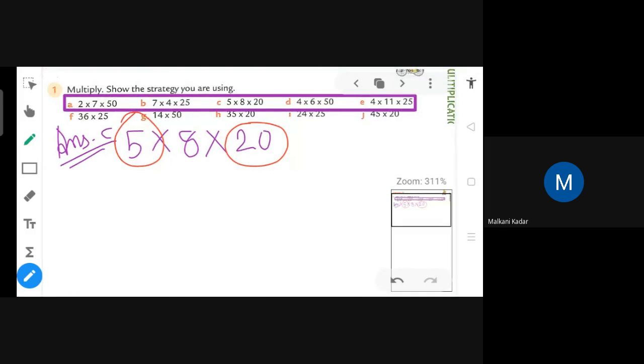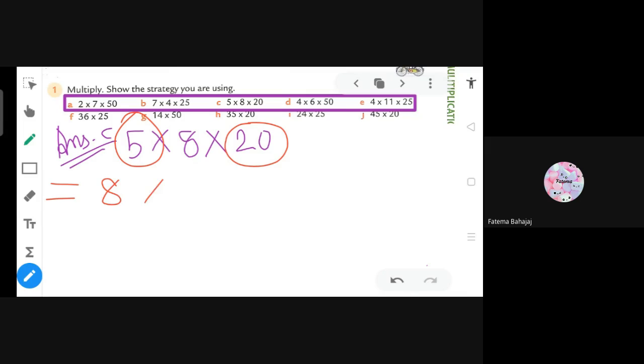So Bajaj Fatima, you can continue. These two numbers you will take. Which digit is left, which number is left? 8. So 8 is 100 left and 800. 100. So the total answer, the final answer will be 800. Yes.